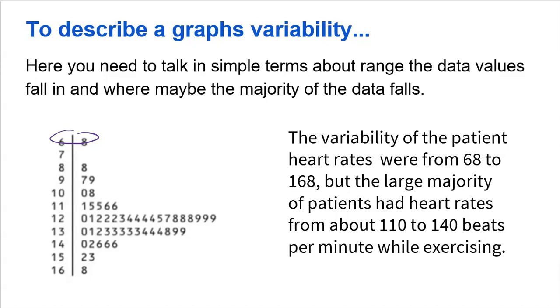I'd say the variability of the patient heart rates went from 68 all the way to 168, which seems like a large spread. But it looks like the overwhelmingly large majority of patients were around 110 to 140. So this is where the large amount of patients fall. You could even say 120 to 140, right? The point is that we do see this overall spread, but we do see this big chunk of tons and tons of patients with a heart rate in the 120s and the 130s. So don't just talk about overall spread, min to max. Talk about where the majority of data falls if you see that big chunk in the middle as well.